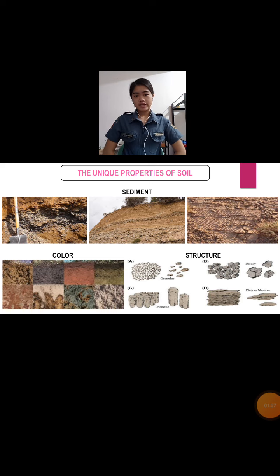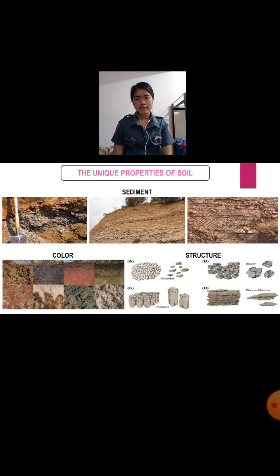There are three unique properties of soil. First, sediment, the original solid particles that were weathered and transported. This could be in the form of a grain of rock that breaks off the larger parent material. Second is the color. It indicates history as well as the compounds present in the soil.